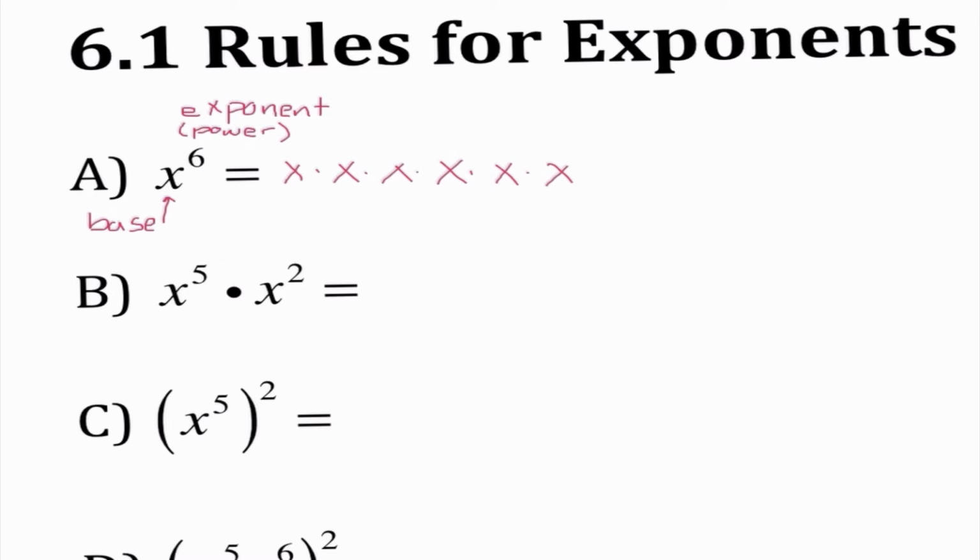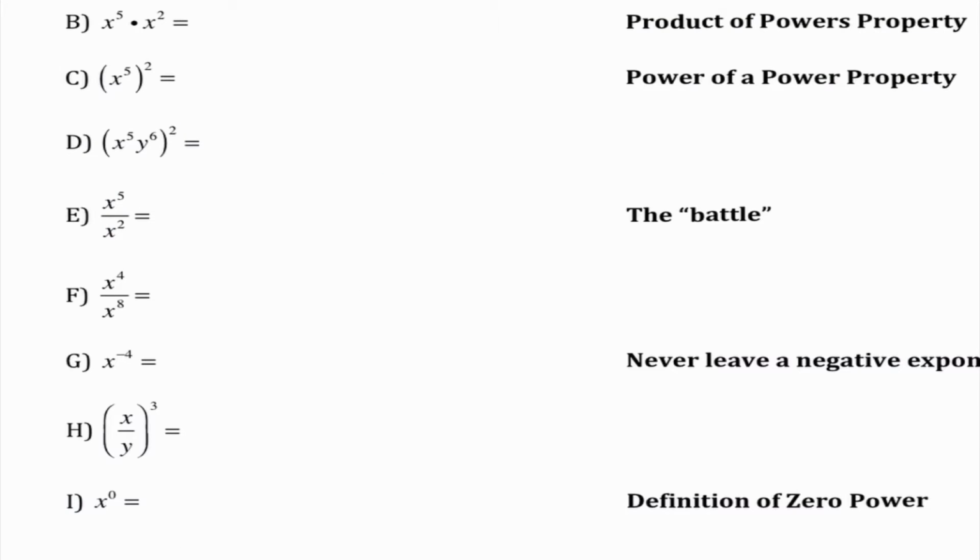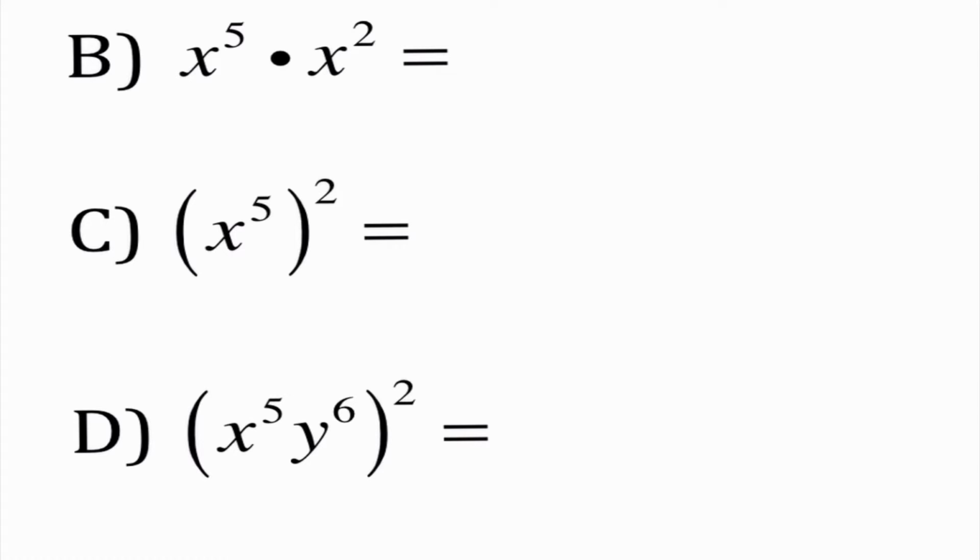And I would say that the two that get the most confused are B and C here. This first rule, B, we call that the product of powers property. And we call it that because I am multiplying two things that have powers together, and notice that they have the same base. And if we think about it, what this is really telling us to do is x times x times x times x times x times x times x. And looking there, if we counted all of those, we have 7 x's.